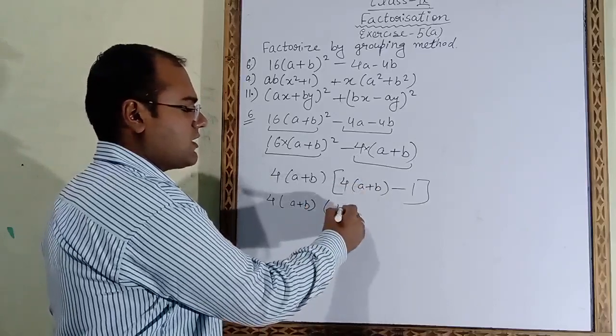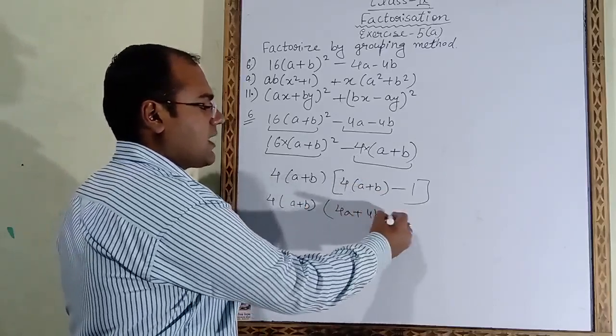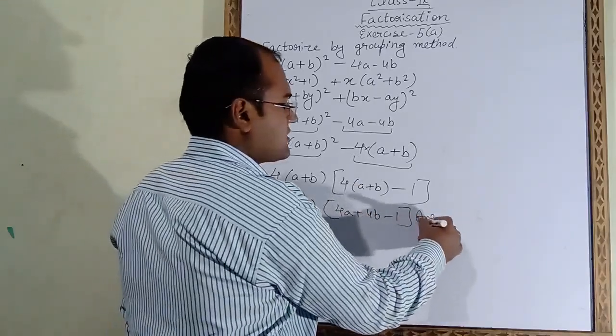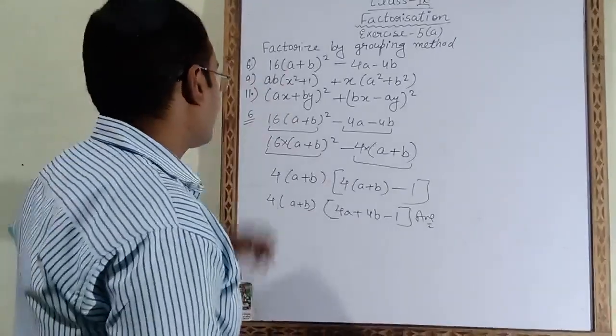4 into a will be 4a plus 4 into b will be 4b minus 1. So this is the answer of the 6th question. Like this you have to do question number 6. Now see question number 9.